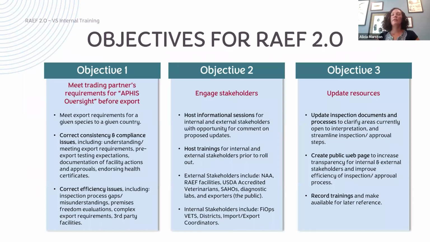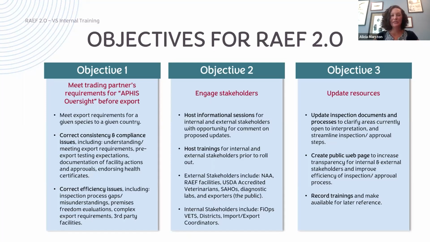All right, so here are the three primary objectives that we have for this RAEF 2.0 update. The first one is meeting trading partners' requirements for APHIS oversight. So making sure that we're meeting the export requirements and that we're being consistent and compliant across the board, whether that's with the export requirements, the statements themselves, the testing that has to be done, the process for endorsing certificates, etc.